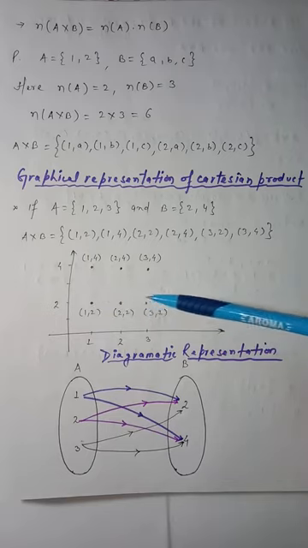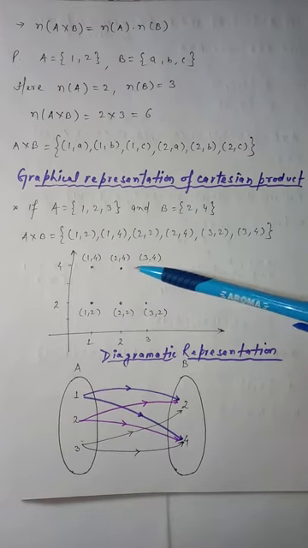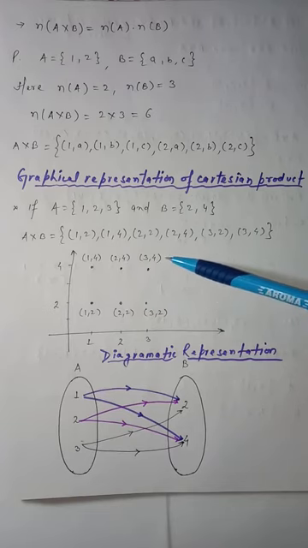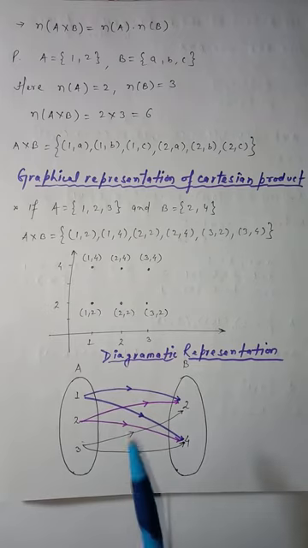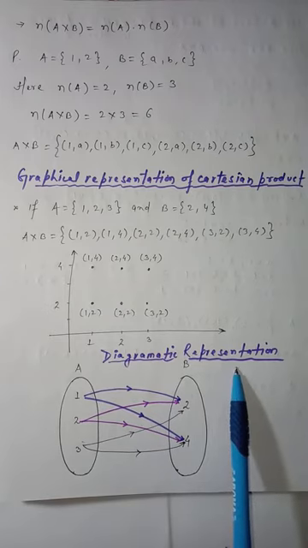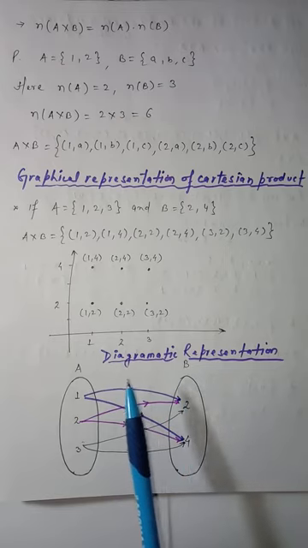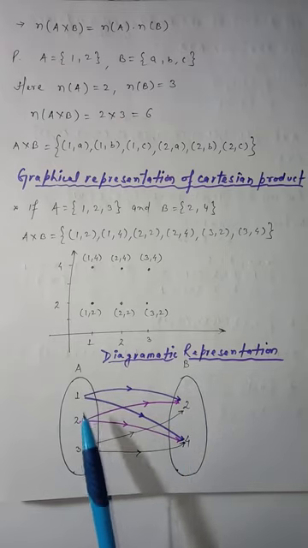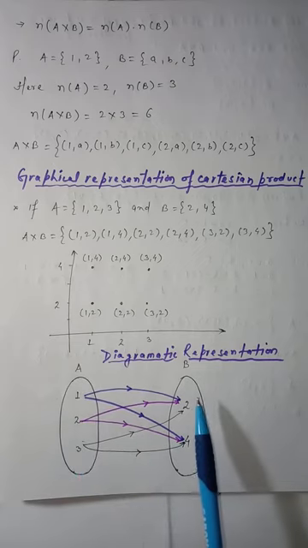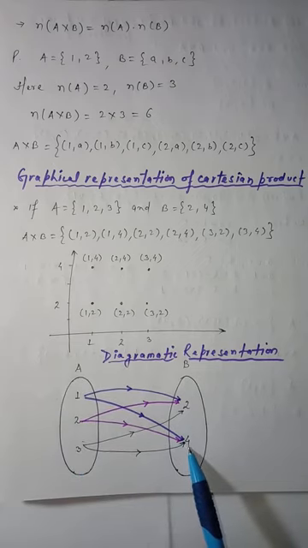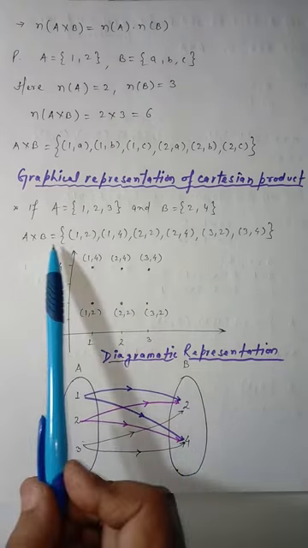Similarly it is (2, 2) and (3, 2). In the same manner (1, 4), (2, 4) and (3, 4) can easily be represented. The second representation is diagrammatic representation. Here set A is {1, 2, 3} and set B is {2, 4}, and we already know what is A cross B.